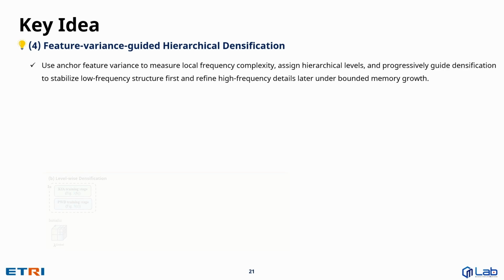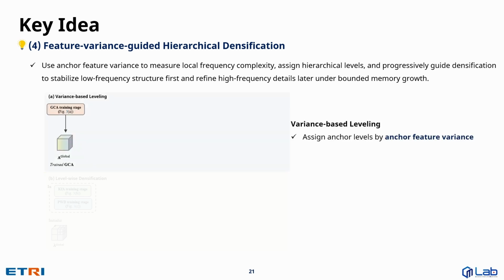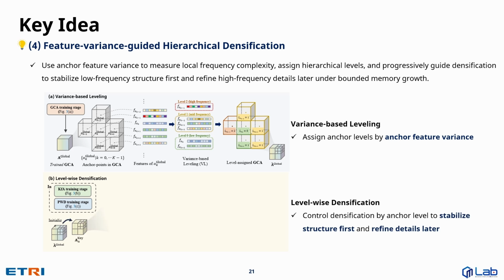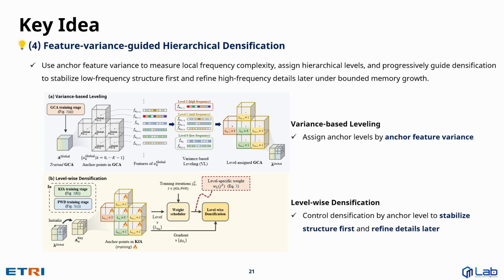Our fourth key idea is feature variance-guided hierarchical densification, or FHD. First, in variance-based leveling, anchors are grouped into different levels according to their feature variance. This allows us to distinguish low-frequency regions from high-frequency regions. Then in level-wise densification, densification is controlled differently for each level. As a result, low-frequency structures are stabilized first, while high-frequency details are progressively refined later.